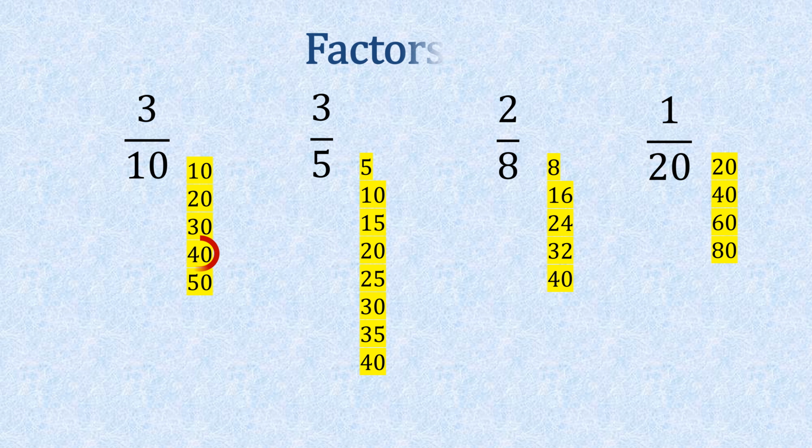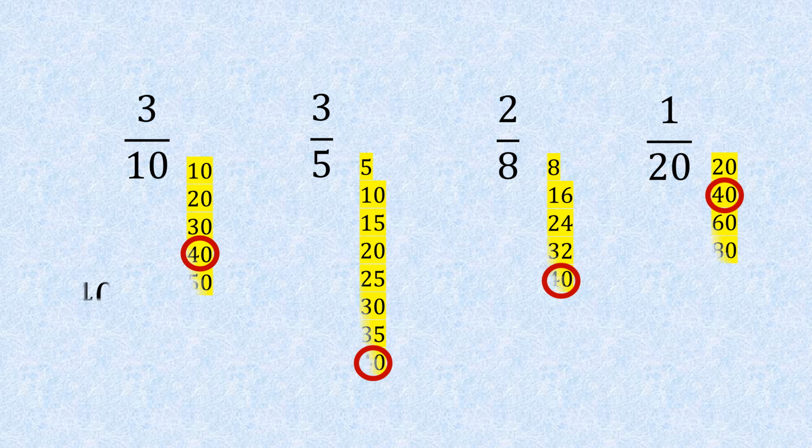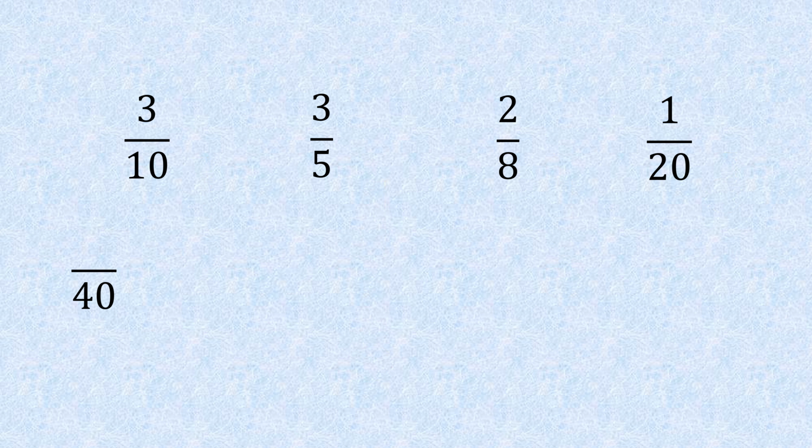Now we can see the denominators are all factors of 40, so that's what we're going to use for our bottom, our denominators. So let's begin. So we've got 40, we're going to divide that by 10, which is 4, and times that by the top. 4 times 3 is 12. 12/40. Brilliant. And the next one, 40 divided by 5 is 8, times that by 3, 24.